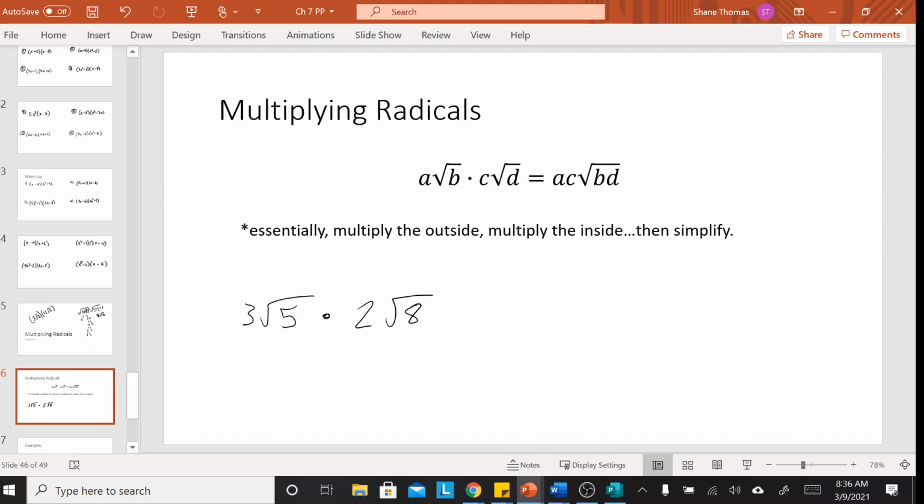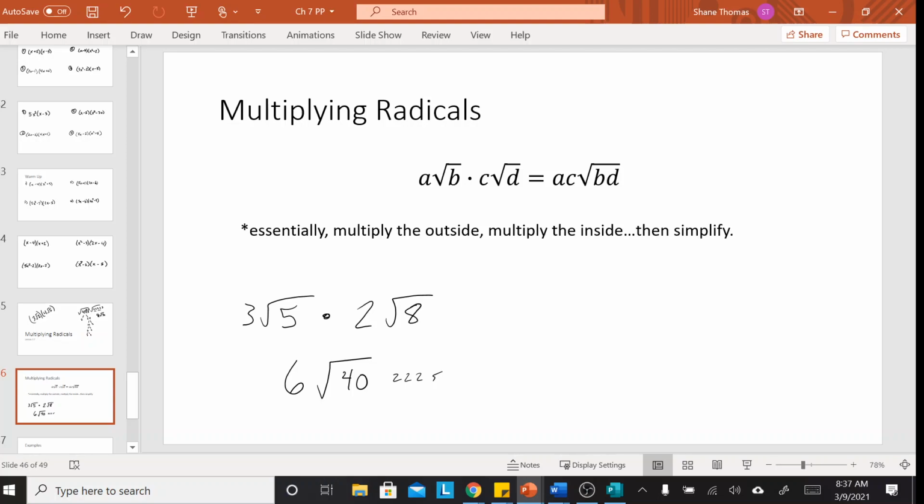All right, so multiply the outsides. What's 3 times 2? 6. Multiply the inside. What's 5 times 8? 40. Okay, that gets us to here. Can I simplify 40? Most likely. All right, so 40 breaks down into 2, 2, 2, and 5, right? Okay, so this would be 2, 2, 2, and 5.